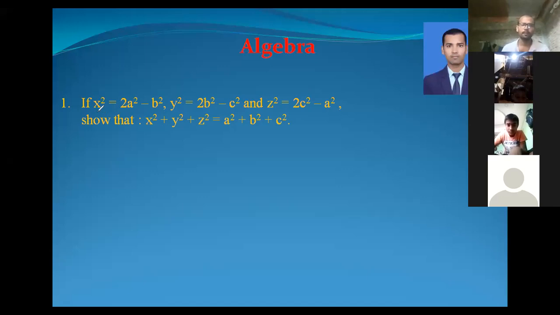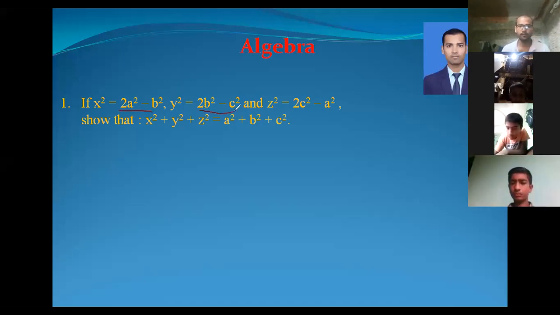So here you can see x square is equal to 2a square minus b square. In the same way, y square is equal to 2b square minus c square. Similarly, z square is equal to 2c square minus a square.